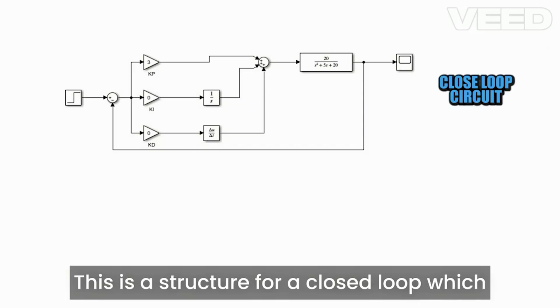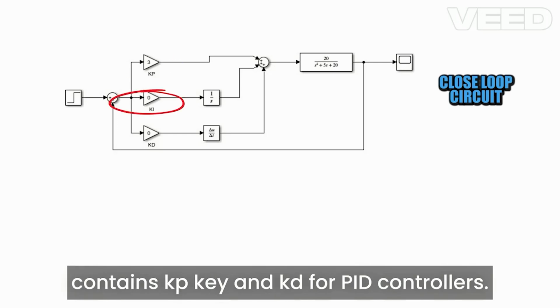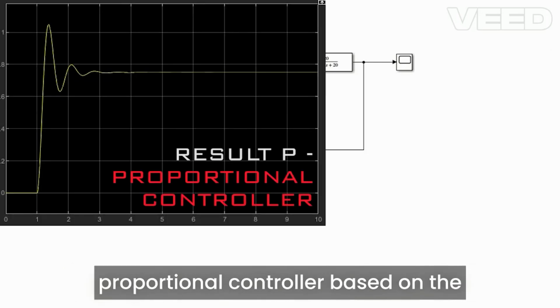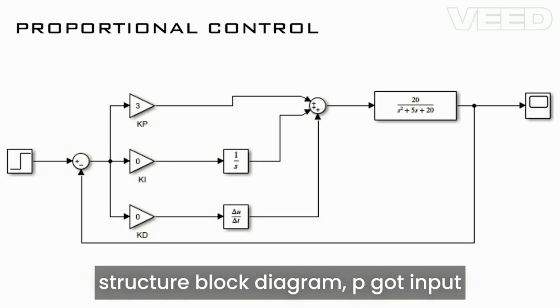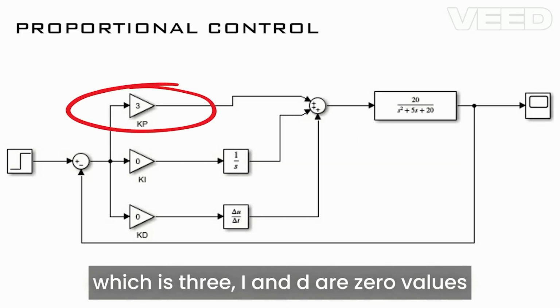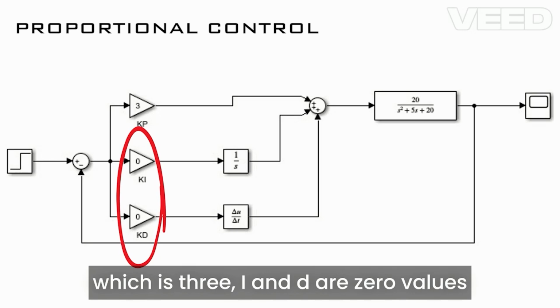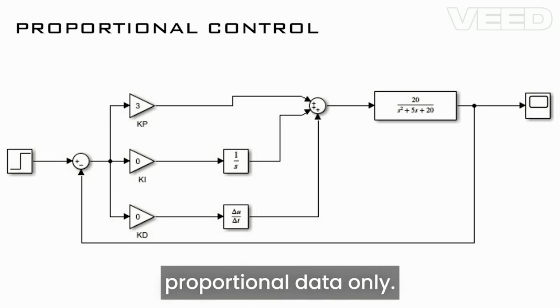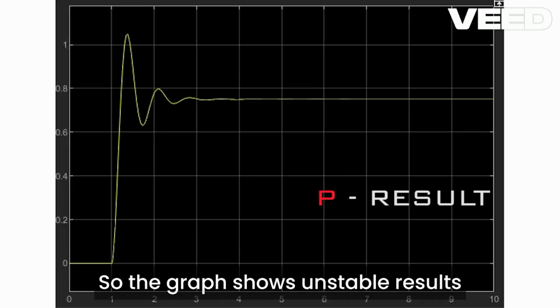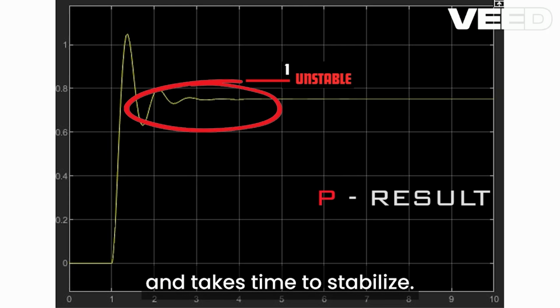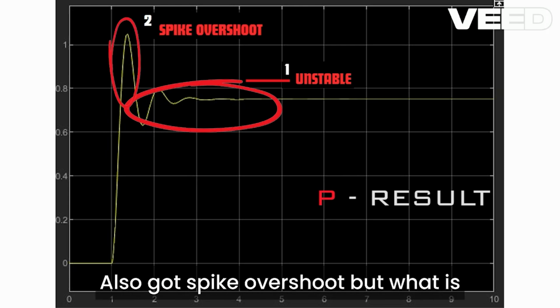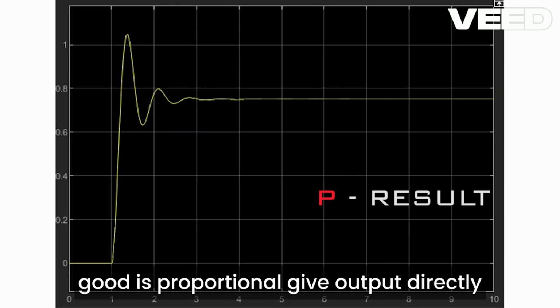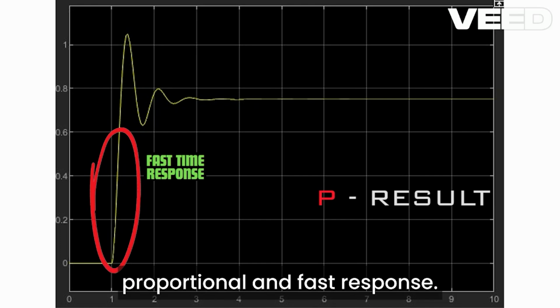This is a structure for a closed loop which contains KP, KI and KD for PID controllers. Then this is the result for the proportional controller. Based on the block diagram, P got input which is 3, I and D are 0 values, which will give results for proportional data only. So the graph shows unstable results and takes time to stabilize. Also got spike overshoot, but what is good is, proportional gives output directly proportional and fast response.